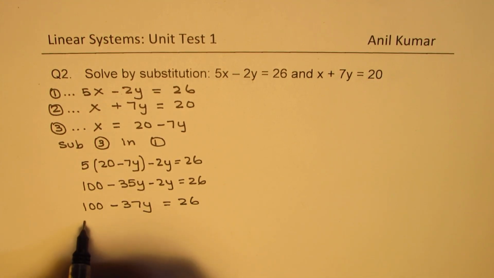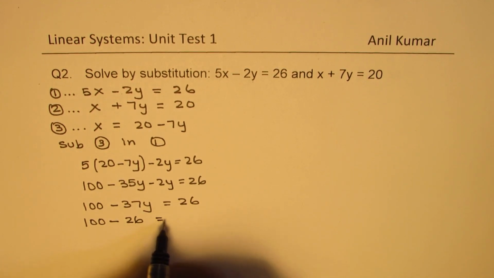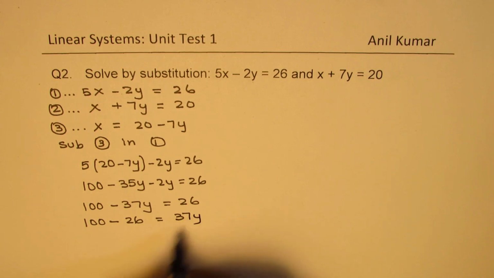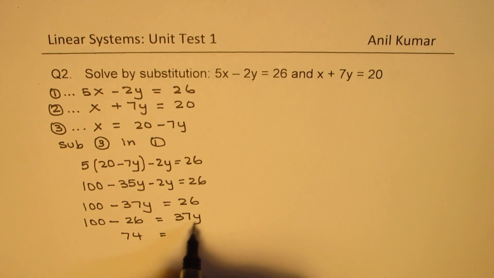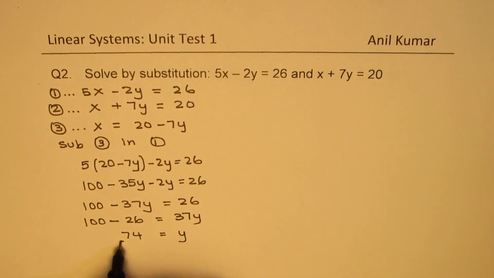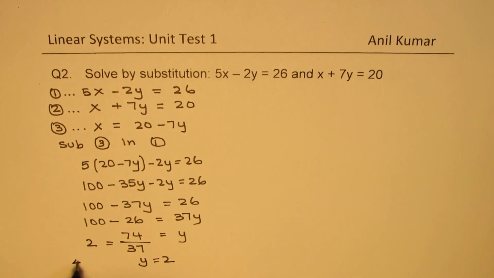Bring 26 to the left side, so we get 100 minus 26 equals 37y, right? So this is 74, and we can now divide 74 by 37 to get the value of y, which is 2 times, right? So we get y equals 2. Let's call this our equation number 4, correct?